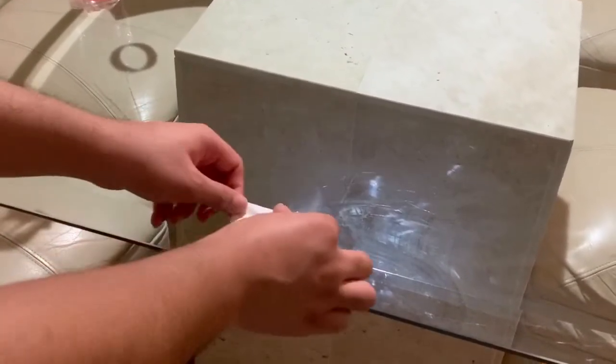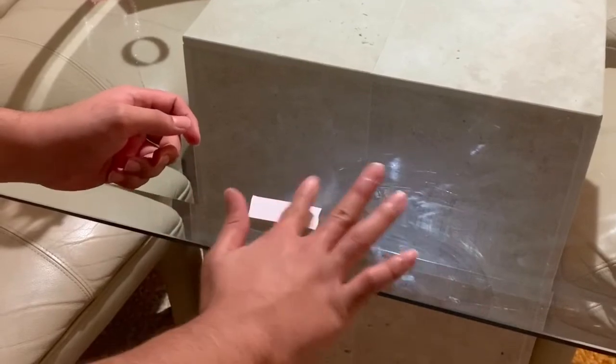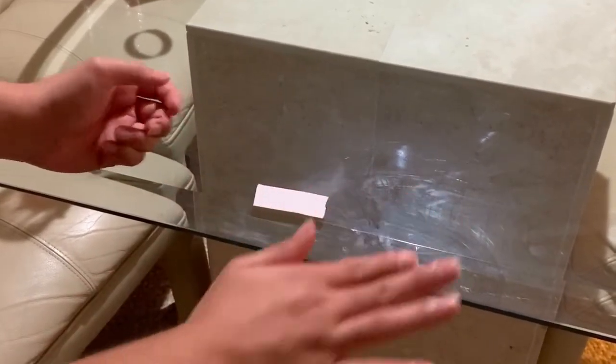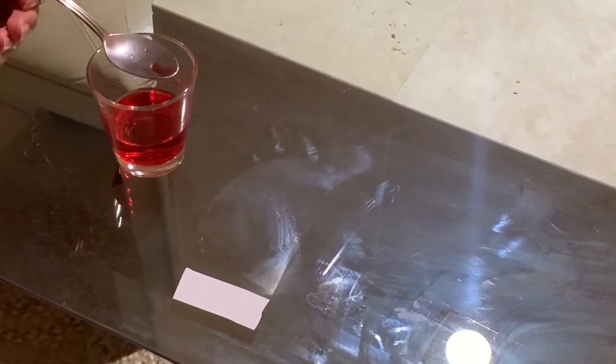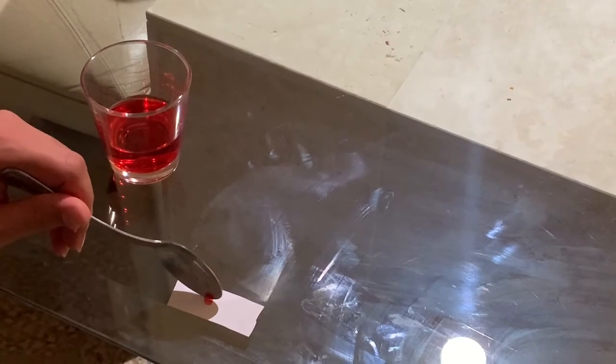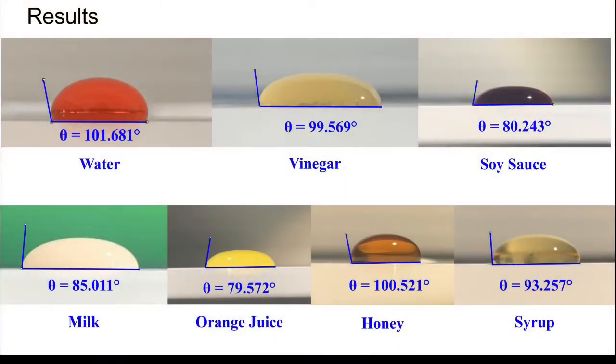So I take a strip of my Teflon tape and smoothen it on a flat surface. And for each liquid, I'll try to pour a very small drop onto the surface, which I will then take a picture of and measure the contact angle from. And here are the contact angles for all of my liquids. Also, I searched up for each liquid's surface tension at room temperature, and with that information, I am able to make my plot.